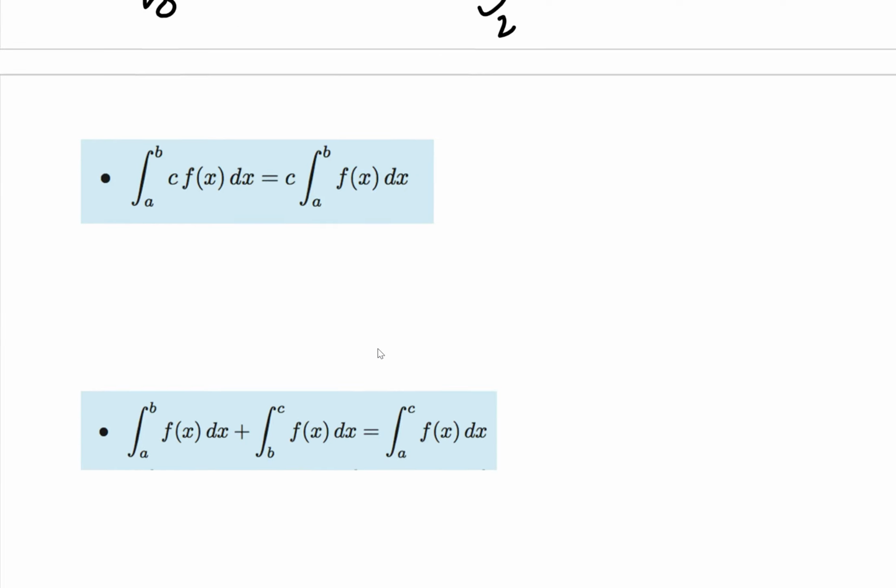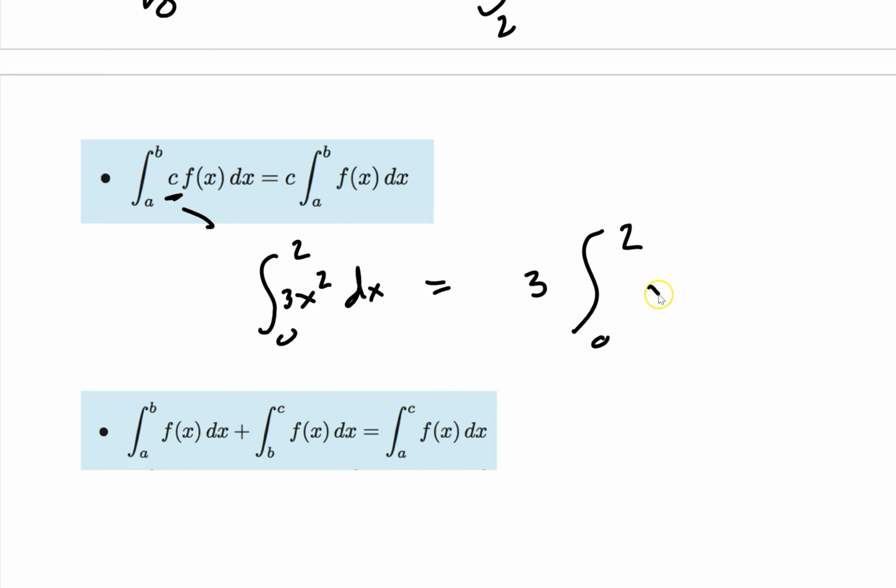When we've been using it a bit, right? If you have a constant, you can pull it out. That's all that's saying. So if we're integrating 3x squared from 0 to 2, it's the same thing as saying, hey, pull the 3 out: 3 times the integral from 0 to 2 of x squared. So you always pull out a constant. It makes life easier. Sometimes it doesn't matter, but sometimes it makes life easier.